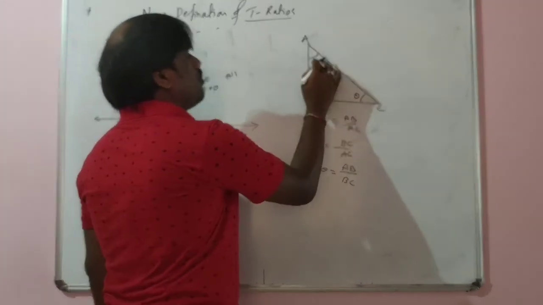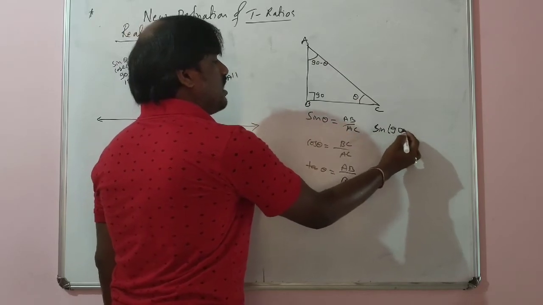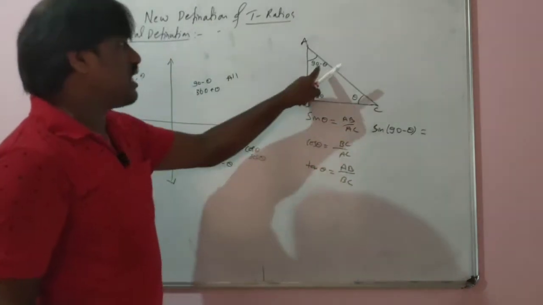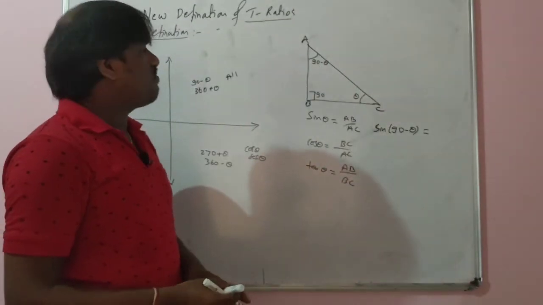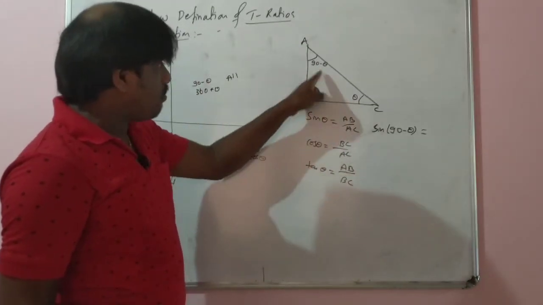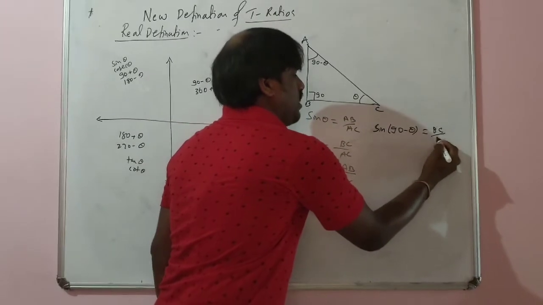So if I speak about the angle 90 minus theta, sine of 90 minus theta, what I am going to get is: if I speak about sine of 90 minus theta, here opposite, this will be hypotenuse, so I am going to get BC by AC.